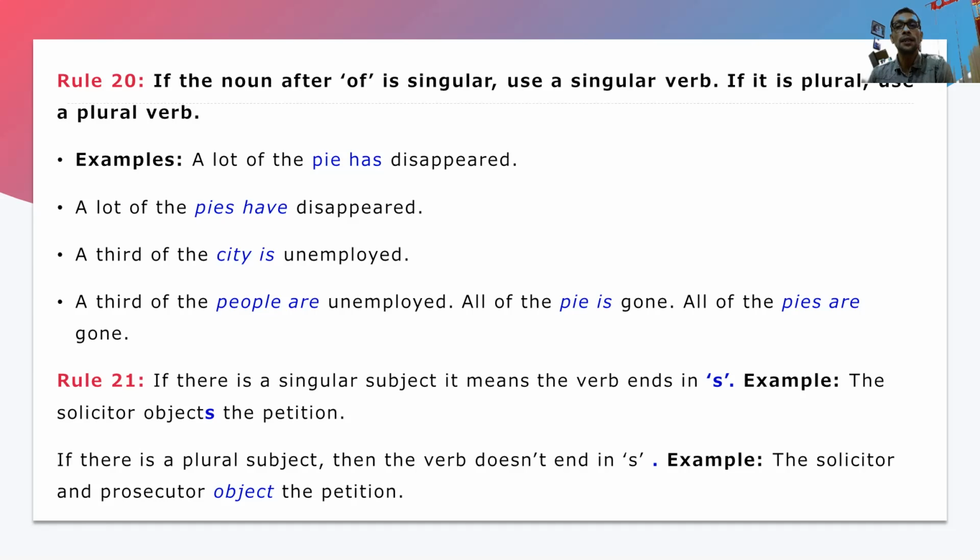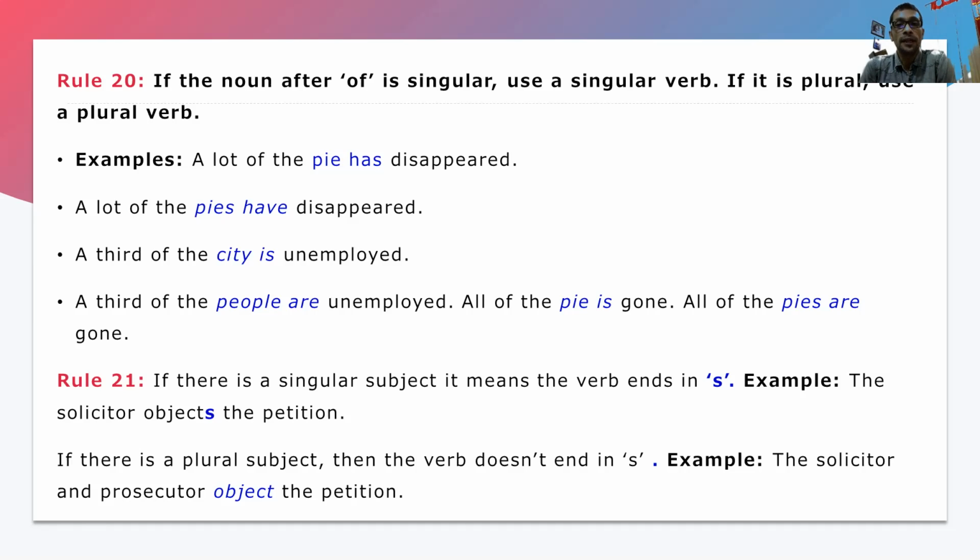All of the pie is gone. All of the pies are gone. So it means that you can use either singular or plural subject after phrases like "all of" and "a lot of", but the verb must be chosen carefully.